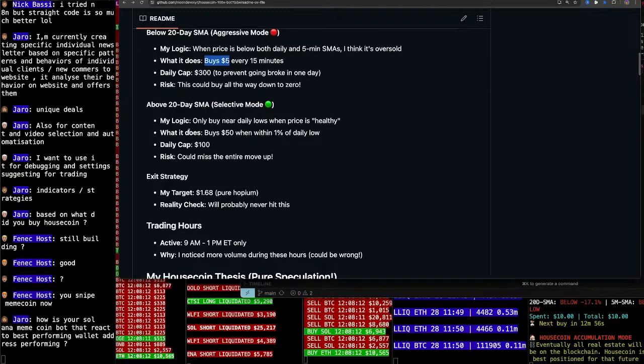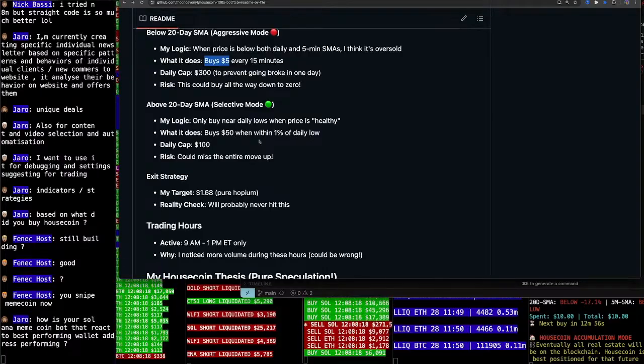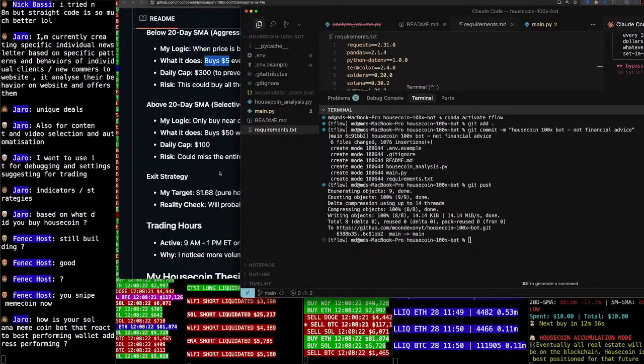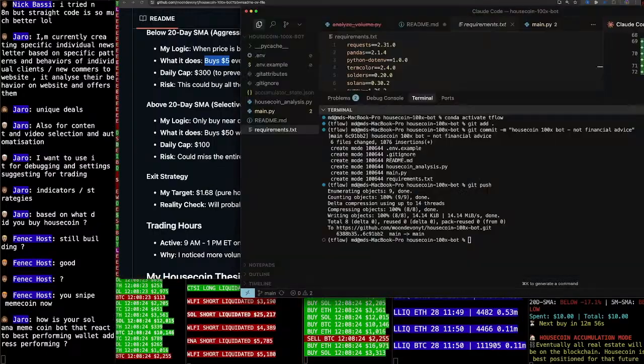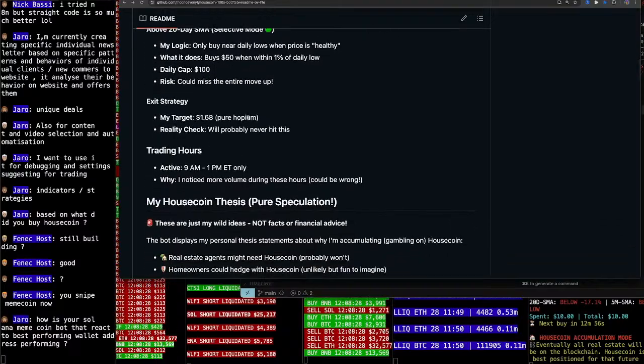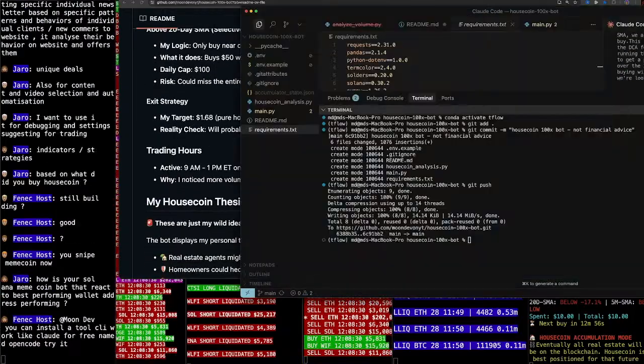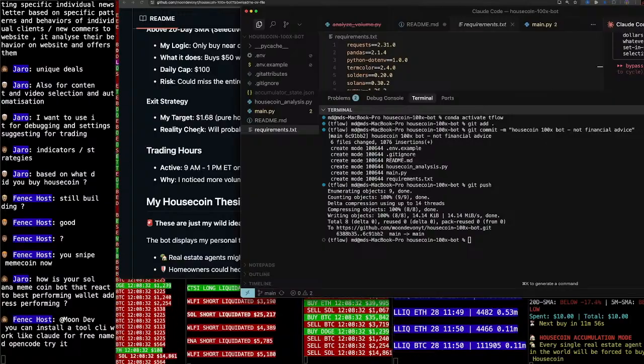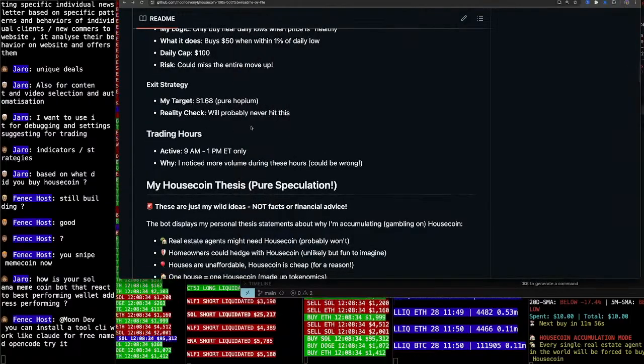Above 20 SMA, selective mode. My logic, only buy near daily lows when price is healthy. What it does, buys within 1% of the low, daily cap. Same with the above in selective mode. Exit strategy, pure hopium. For the exit strategy in my target, show that that's 100x, so 100x dash pure hopium.